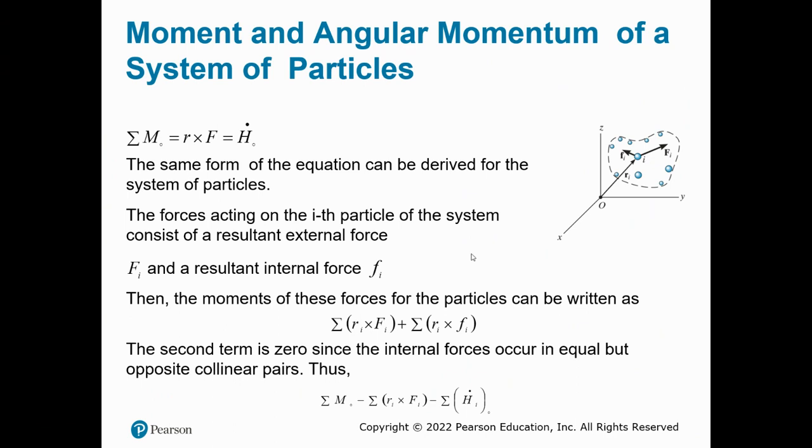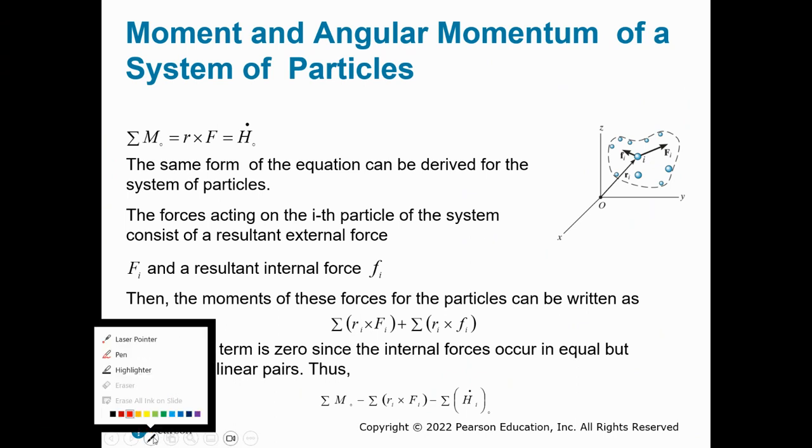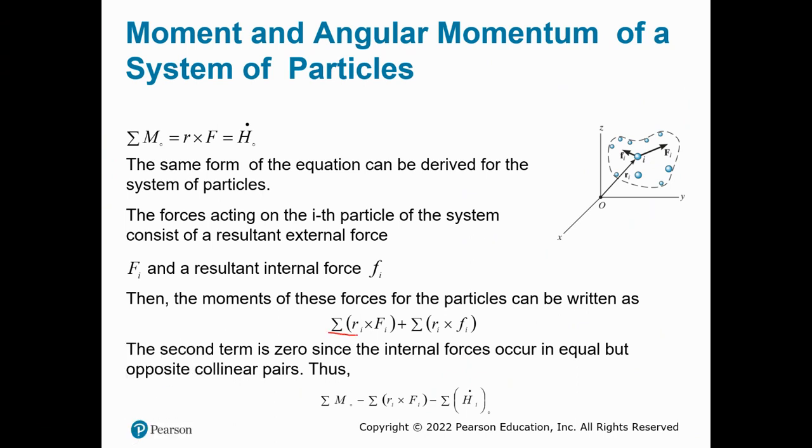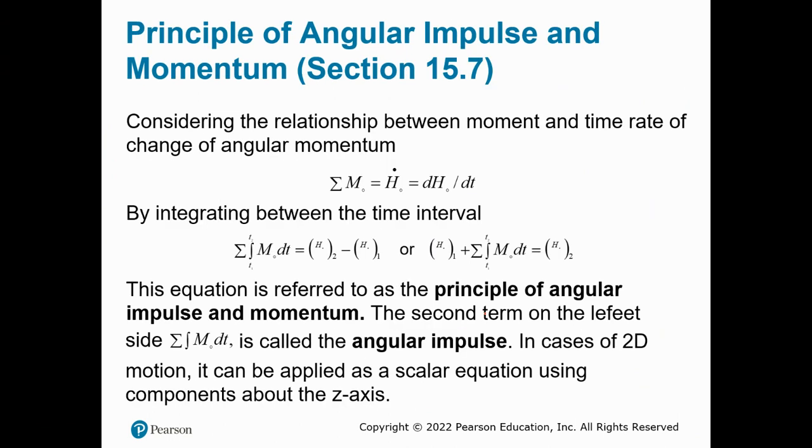Now, for a system of particles, the moment of the forces on the particles will be written in two forms, external and internal. Internally, the forces always come in pairs, equal in magnitude and opposite in direction. That means the second term for the system is usually dropped because they cancel. So overall, consider the relationship between moment and the time rate of change of angular momentum: sigma M equals H dot, that is dH dt.